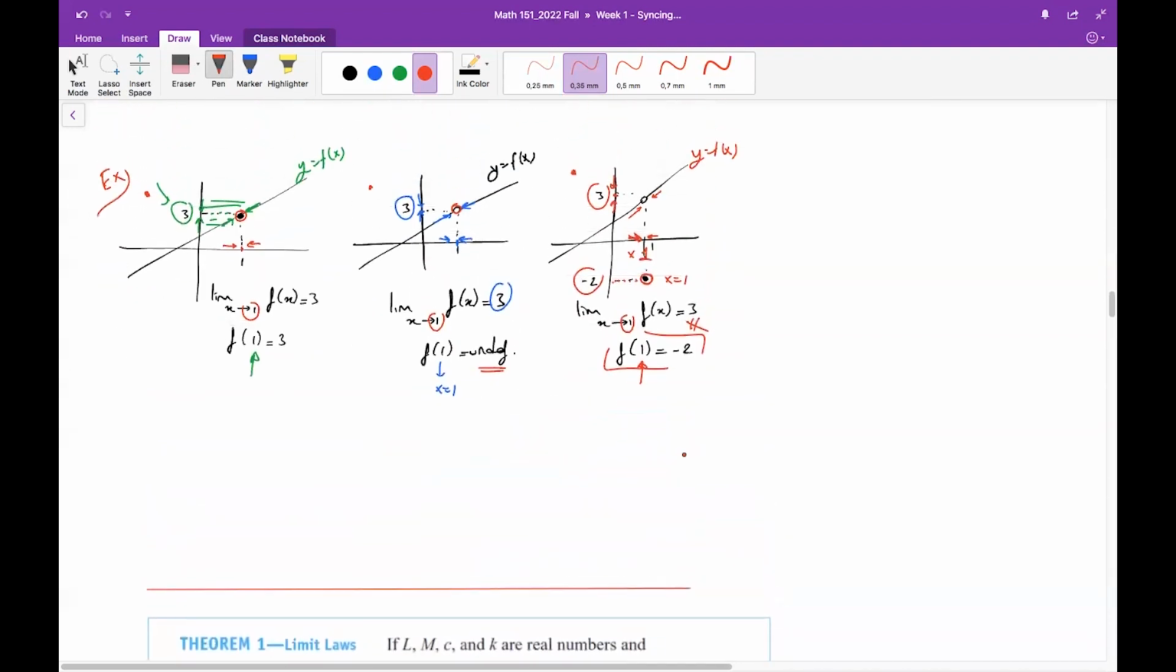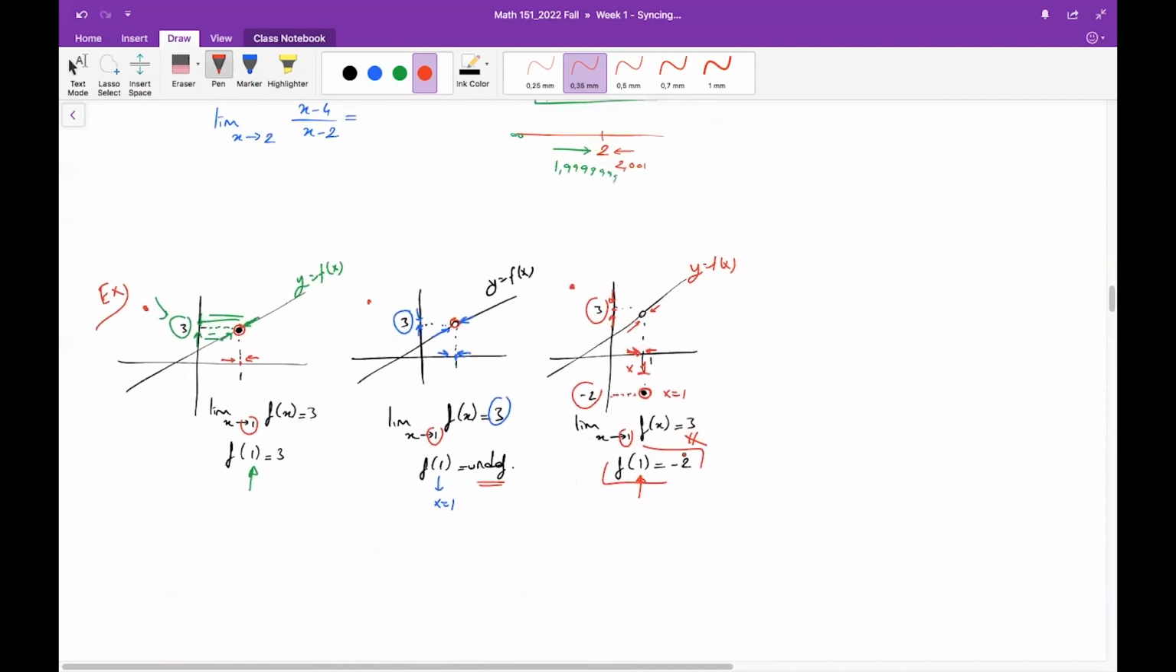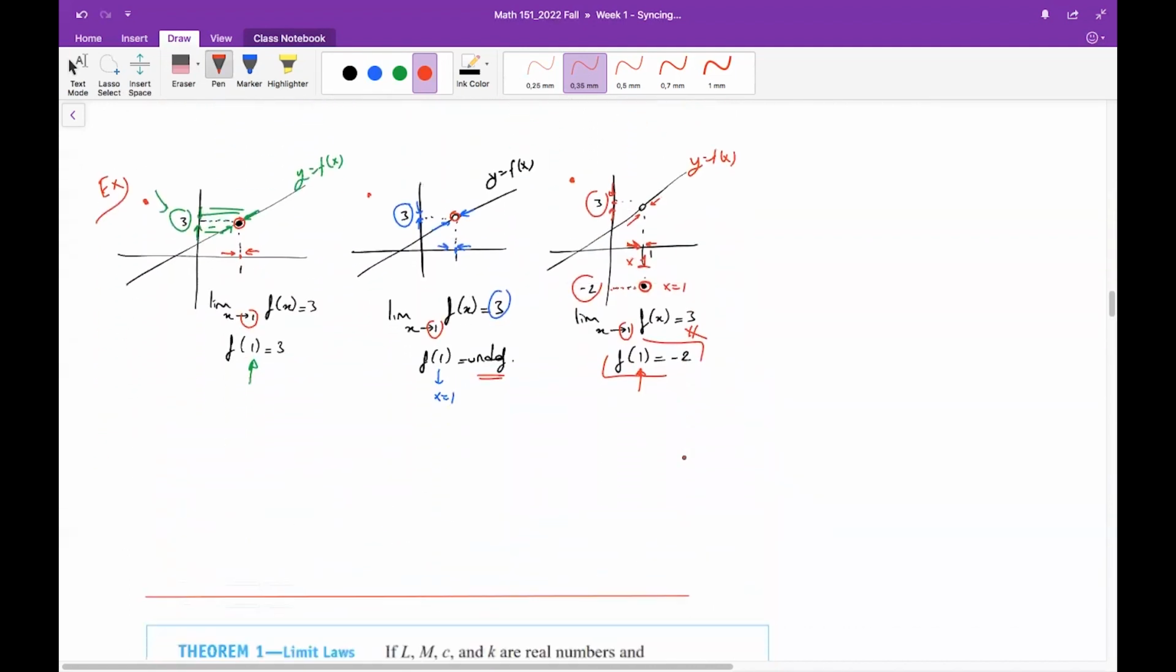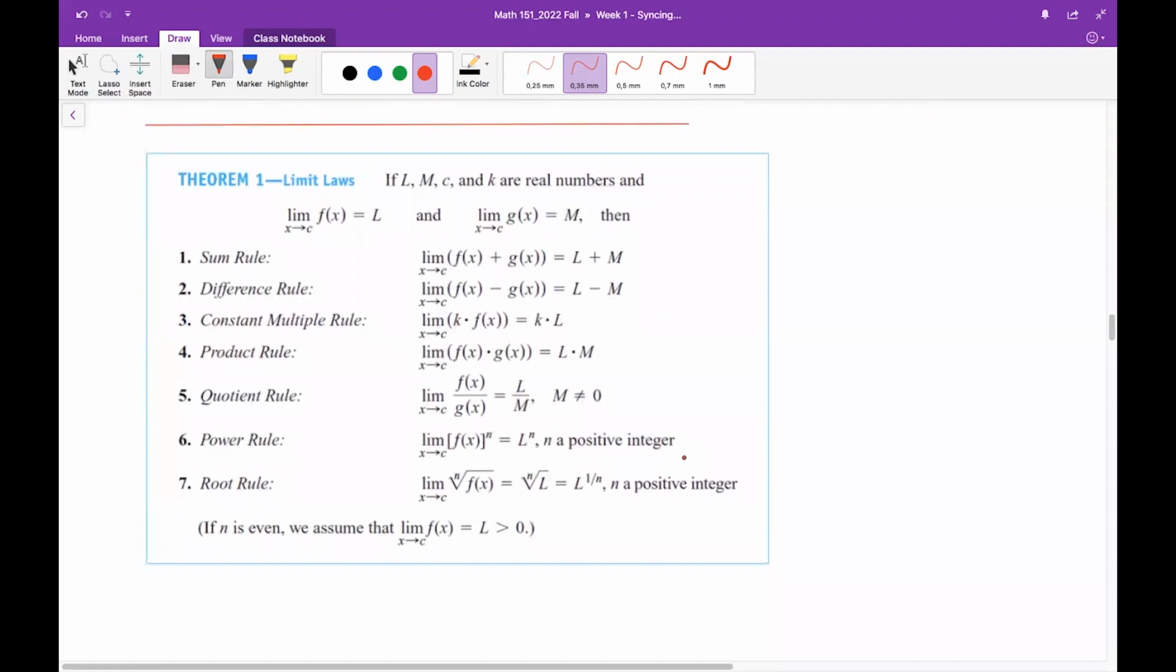Okay, so after trying to understand what the limit means over these 3 examples, we can look at the limit laws. They are very natural laws. For example, let's say the limit of the function f of x is L and the limit of the function g of x is M. So the limit operation respects addition and subtraction, meaning that you can distribute the limit over sums and over differences.